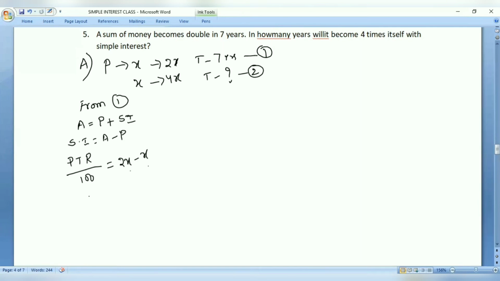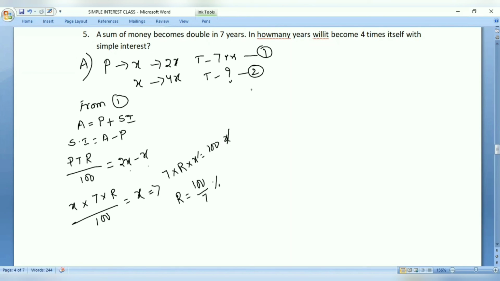Okay. Now, how do we calculate? Let the principal be X, the time period is 7 years, and the rate of interest is nothing mentioned, so keep it R. 7 into R into X divided by 100 equals 2x minus x, which is X. Now on cross multiplication, 7 into R into X is equal to 100x. X cancels. R is equal to 100 by 7%.